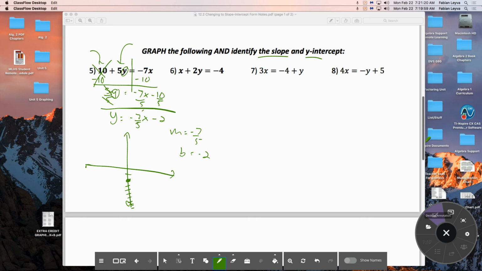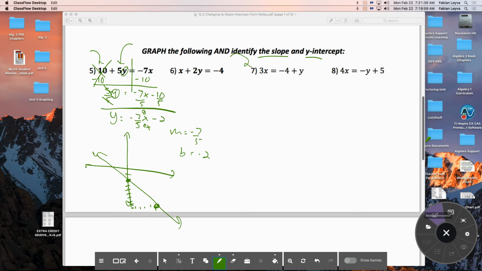Because remember, rise, change of y over change of x. So 1, 2, 3, 4, 5, 6, 7. I'm going to go over 5. 1, 2, 3, 4, 5. There we go. So that is my graph. Really quick sketch, and that's about as far as I want you to get.